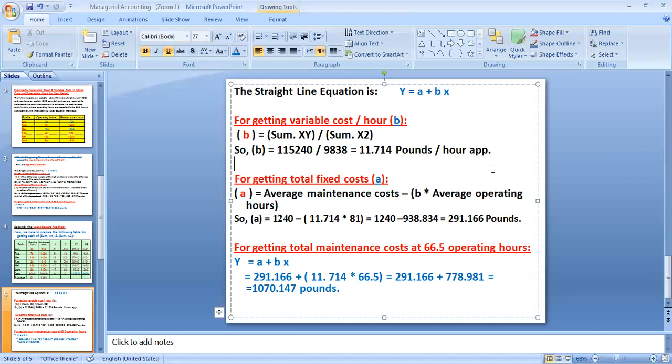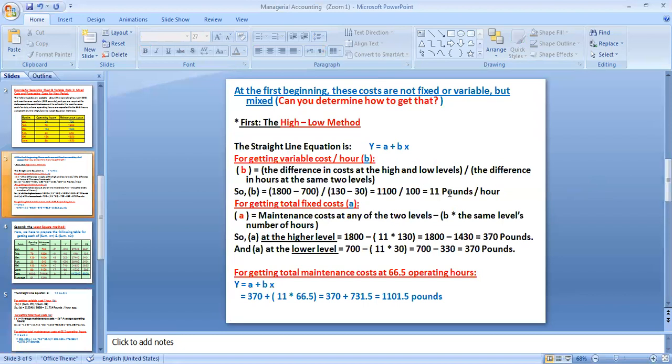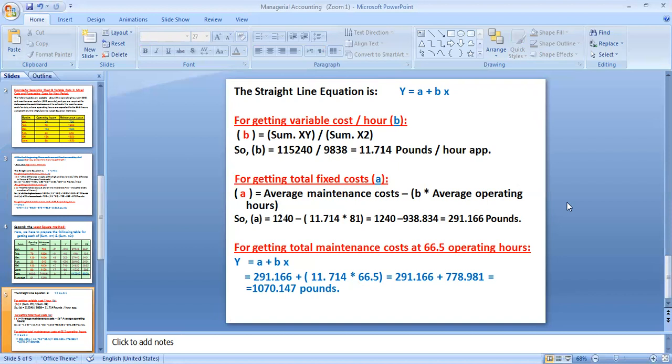In the high-low method, it was 11 pounds only. Do you see? 11 pounds. So if you want to get it approximated, yes, but very accurate or very near to the right answer, use the least squares method. It is 11.714 pounds. Now, this is B.